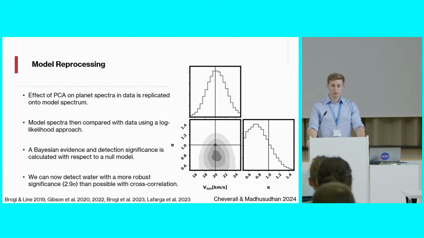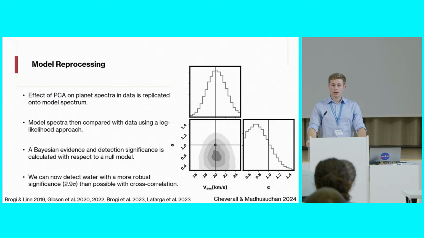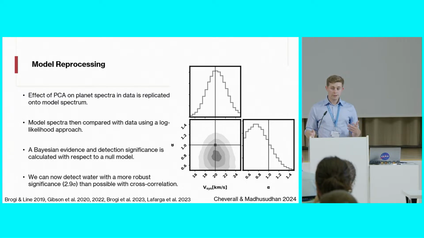So we do this model reprocessing, which I think has been spoken about this week. It's the idea of reproducing the effects of PCA onto your model spectrum to ensure a like-for-like comparison. And we do this for an injection of water. We then compare our detrended residuals with the reprocessed model, and we show our results here on the right-hand side, where we get good constraints on VSIS and alpha, which is an atmospheric scaling factor.